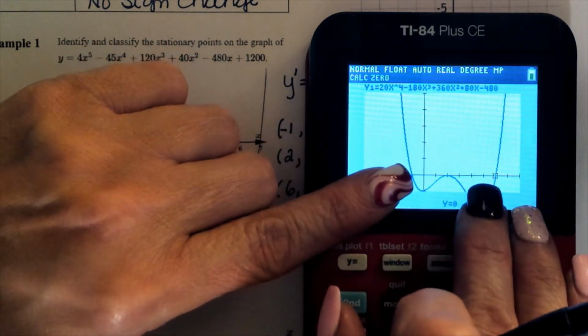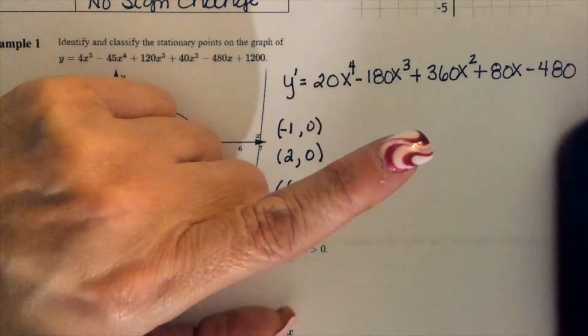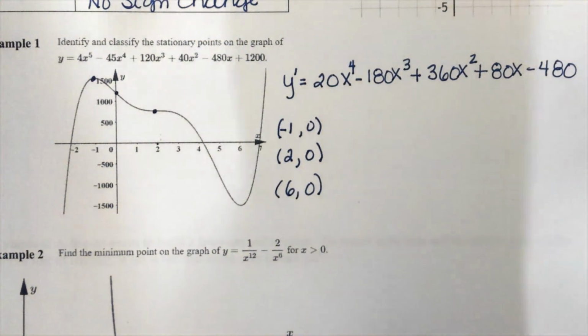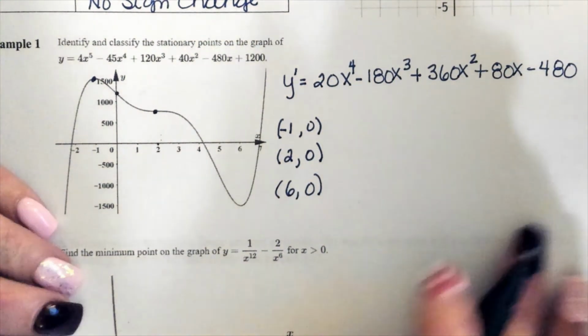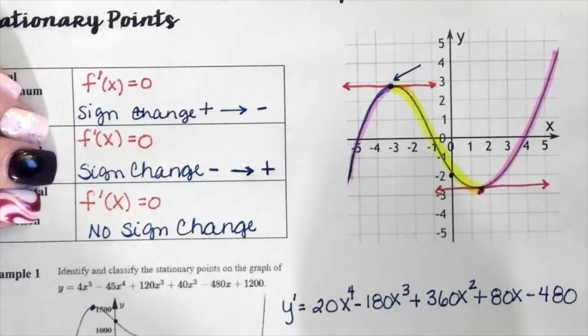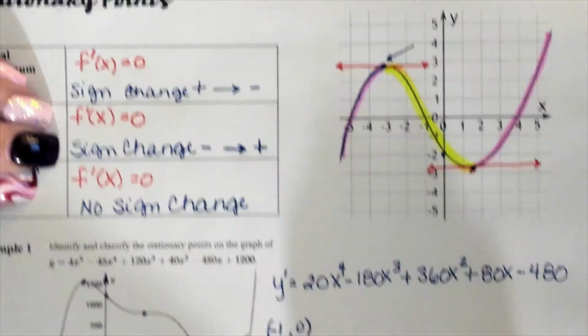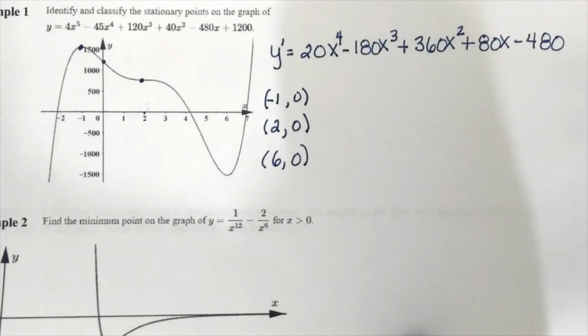The zeros are the turning points of the graph, and you may want to jot that down somewhere. The zeros of the derivative are the turning points. That's what this is. The zeros are the turning points.